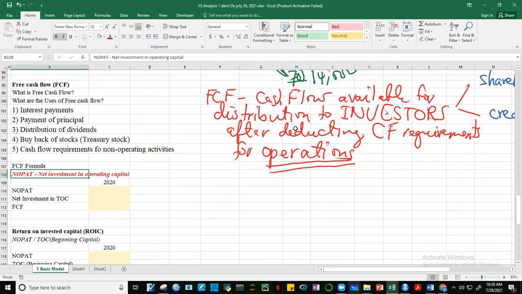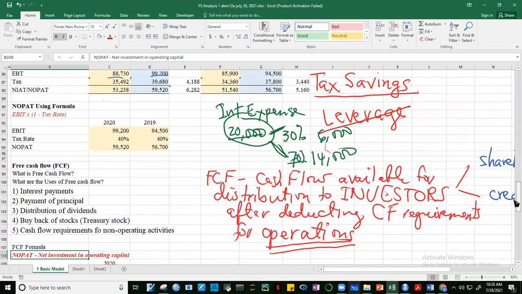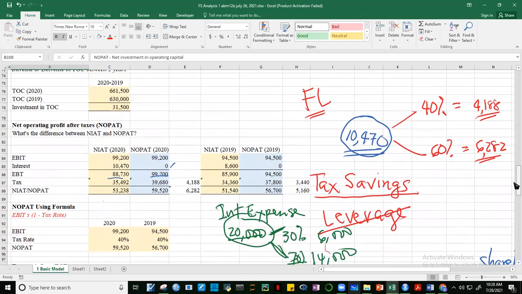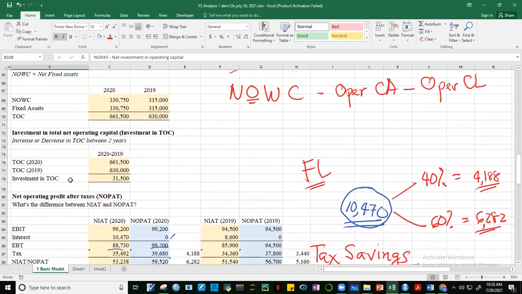Tapos, sabi natin, free cash flow is after deducting cash flow requirements for operations. So, ibabawas natin yung net investment in operating capital. Okay, balikan natin ng konti yun. Asan yung net investment natin in operating capital? This one. Di ba sabi natin, for 2020, ang total operating capital is 661. Noong 2019, or at the beginning of the year, it was 630. So, kailangan natin ng additional na 31,500. So, this is your investment in operating capital.